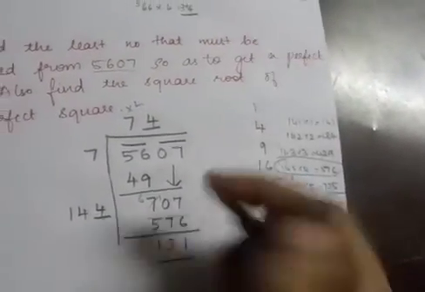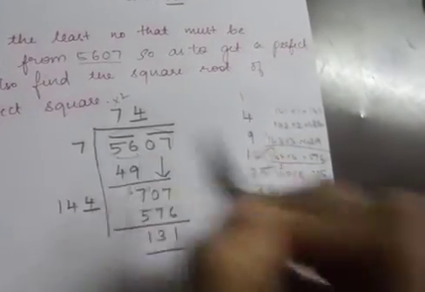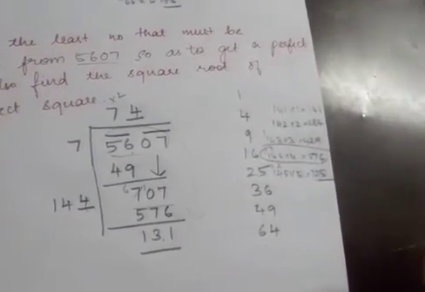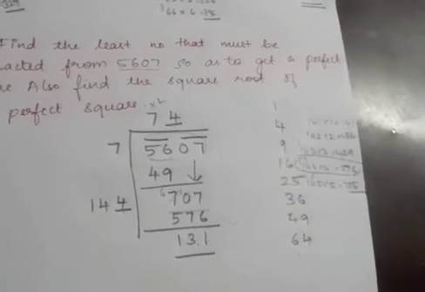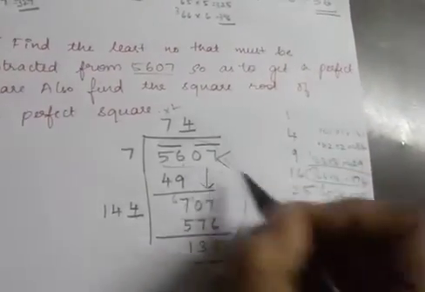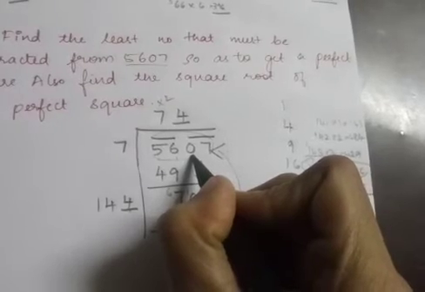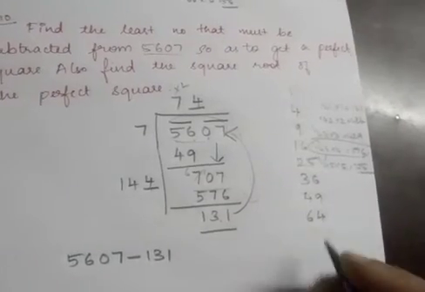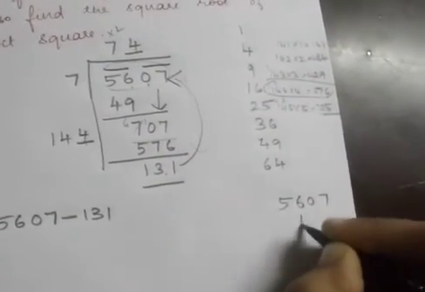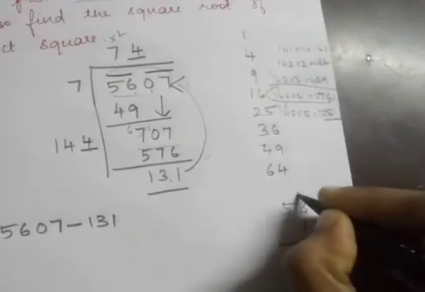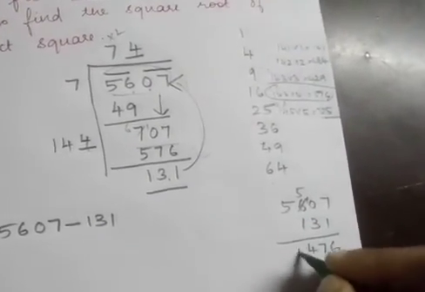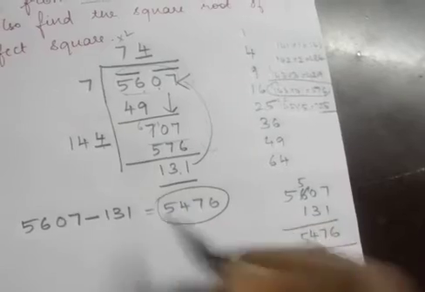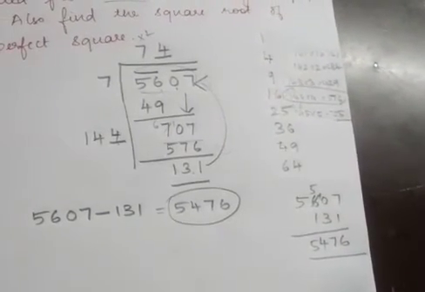If you get 0 only, the given number is a perfect square number. But here, we didn't get 0. So the given number is not a perfect square number. Now, remainder means what? Extra thing, right? If you subtract this remainder from the given number, you will get a perfect square, right? Yes. So 5607 minus 131. Above if you subtract it, 5476. This is your perfect number.